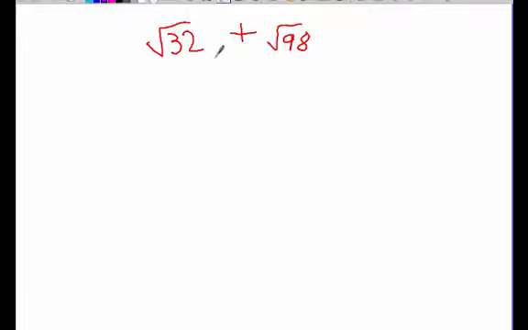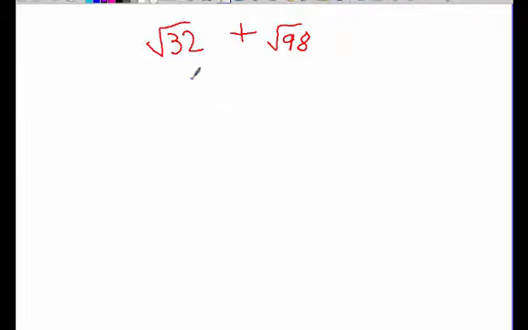All right? If we think about this, this is not a simplified radical. Think about what we've been talking about in class the other day, next couple days. Square root of 32, not a perfect square. But we can think, what is a perfect square that goes into 32?